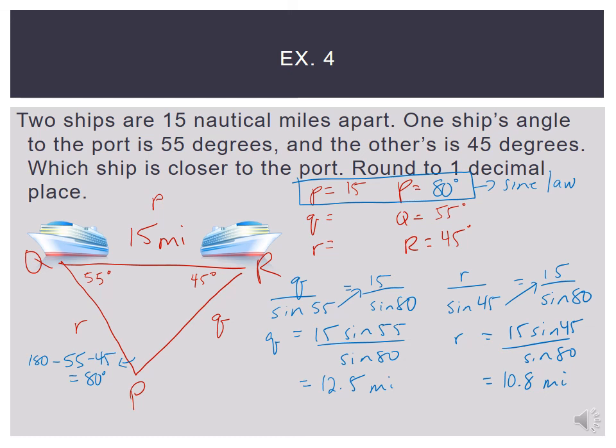So to actually answer the question, let's put those side lengths in. So we got side Q is 12.5, and we got side R as 10.8. To answer which ship is closer, we're just going to compare those. Obviously, 10.8 is shorter than 12.5, so this right here is the shorter distance. So which ship is closer to the port? Obviously, it's ship Q. So therefore, ship Q is closest to the port.